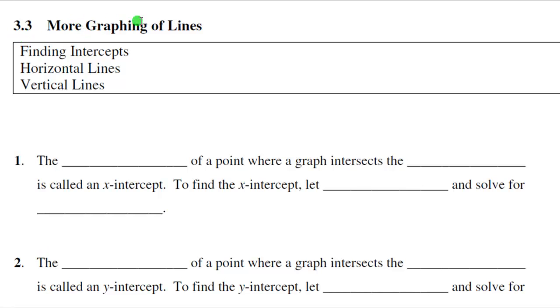In this section, we're going to do some more work on graphing of lines. We're going to talk about how to find the intercepts of a line and use them to graph the lines. And then we're also going to look at these two special lines, horizontal lines and vertical lines.